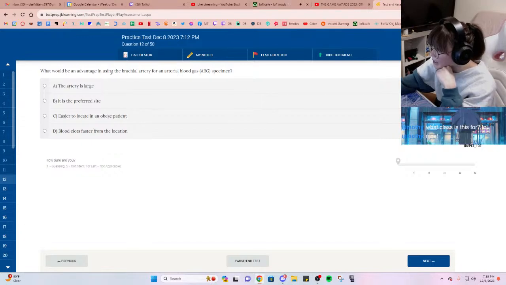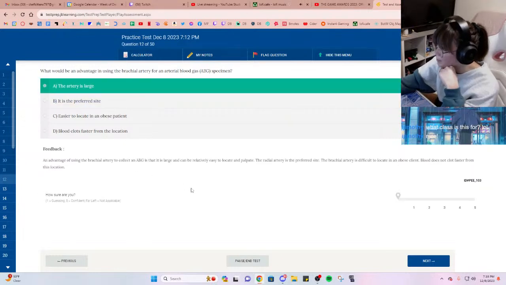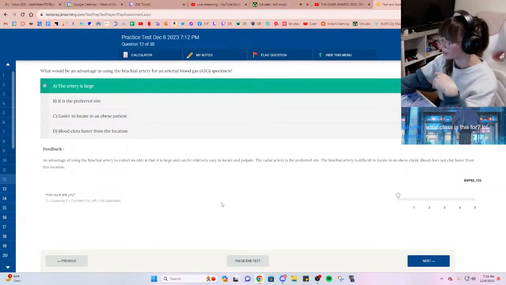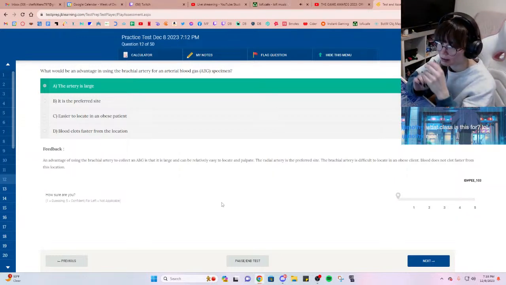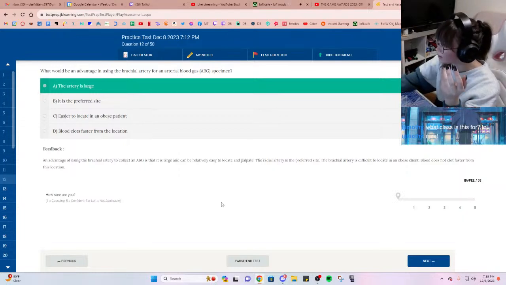What would be an advantage in using the brachial artery for an arterial blood gas specimen? The artery is large, it is a preferred site, easier to locate in an obese patient, and blood clots faster from the location. It's not D. It's not B. The artery is large. Yeah, it is large. The radial artery is the preferred site, but it's pretty small. Like for an artery, it's pretty small. Brachial artery is difficult to locate in an obese patient.